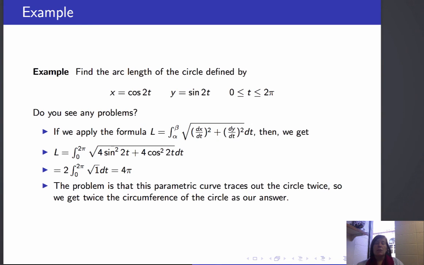So the problem here is that the parametric curve traces out the unit circle twice, so we loop around that circle twice, and our equation for the length of the curve gives us twice the circumference of the circle. So it's not actually the length of the physical curve itself, it's twice the length of the curve traced out by these equations.